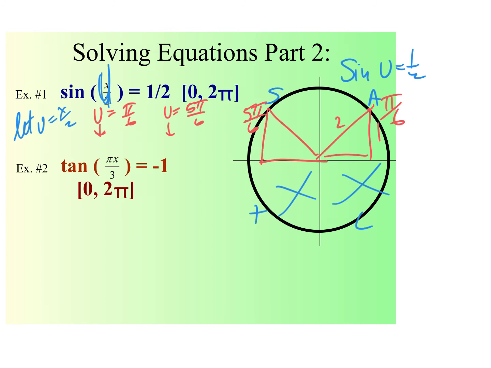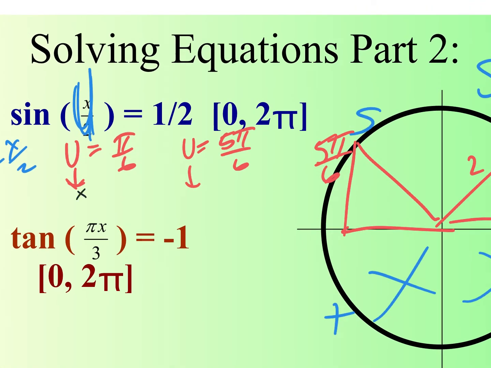Takara, what do I swap out now? Yep, with x over 2. All right, so now I have x over 2 is equal to pi over 6. How do I finish that, Takara? Multiply by 2. Yep. 2 pi over 6, which yes can be reduced to pi over 3.